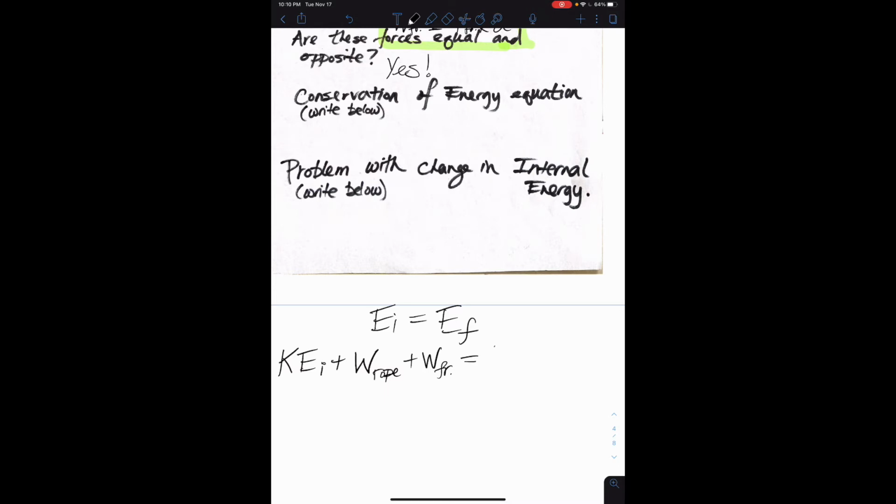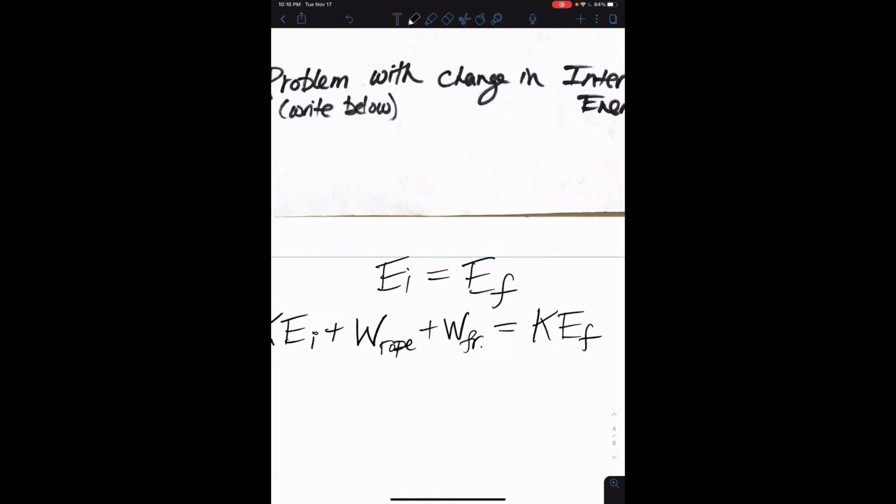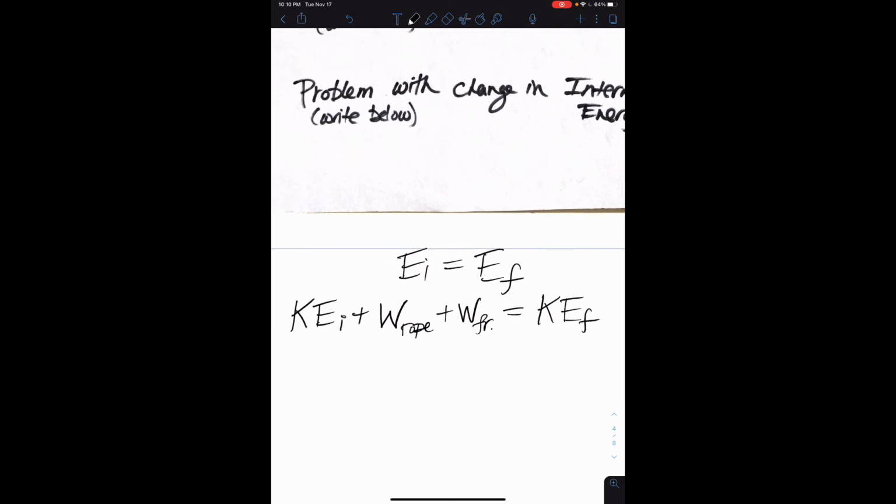Final energy, we have KEF. The box is still moving. And we don't have any other types of energy, right? There's no springs involved. There's no potential energy of a spring. There's no potential energy gravity because there's no distance for it to fall or to move in the y direction, right? So there's no height.